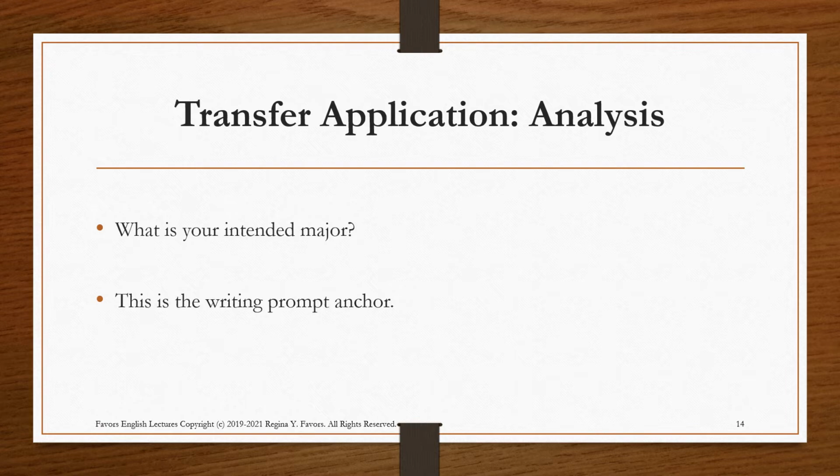My major is business. And you can also offer a specialization. So my major is business with a specialization in accounting. Or my major is business with a specialization in finance or something like that, right? But that is your anchor. That's why when you write a paper in an English class, you want to really look at the writing prompt. The prompt, the anchor of the prompt, because that's going to help to inform what your thesis will be. So what is your intended major?